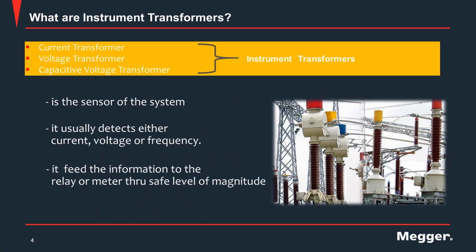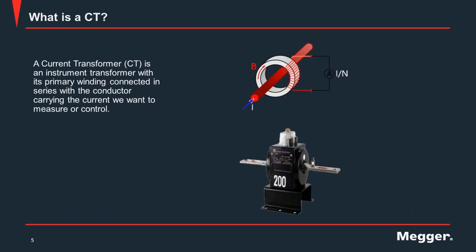So in short, CTs, VTs, and CVTs are the sensors of the system because they give information to the relay and to the meter. They detect usually the current, the voltage, and the frequency, and feed the information to the relay or meter at a safe level of magnitude. Now, the most complicated among these three instrument transformers are the CTs, so I'll give more focus on this type of instrument transformer.